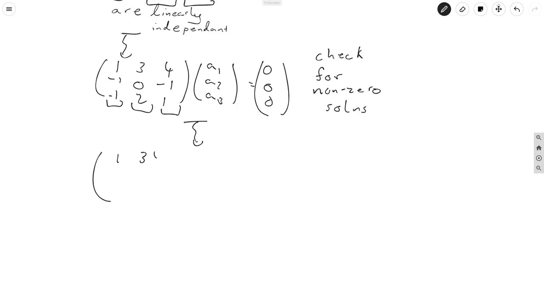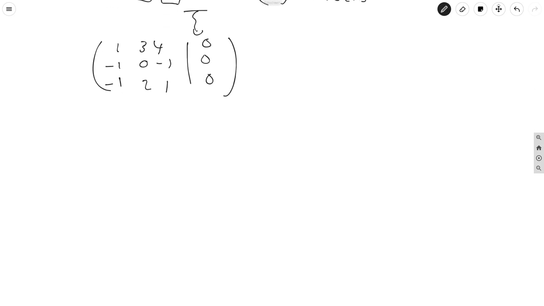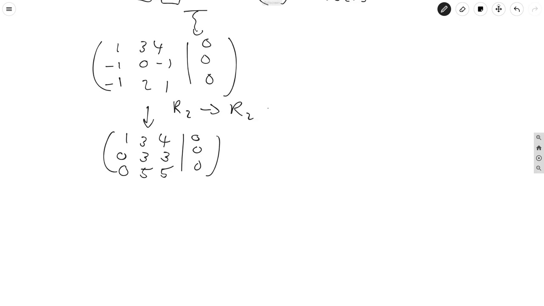So we get 1, 3, 4, minus 1, 0, minus 1, minus 1, 2, 1, equal to 0, 0, 0. Now let's just do it quickly. This gets sent to 1, 3, 4, 0, 3, 3, and 0, 5, 5. And that's just from us doing the transformation: row 2 getting sent to row 2 plus row 1, and row 3 getting sent to row 3 plus row 1.